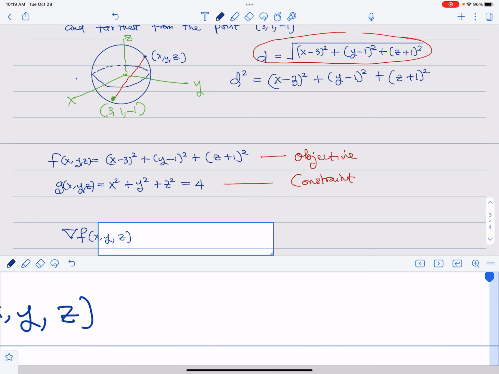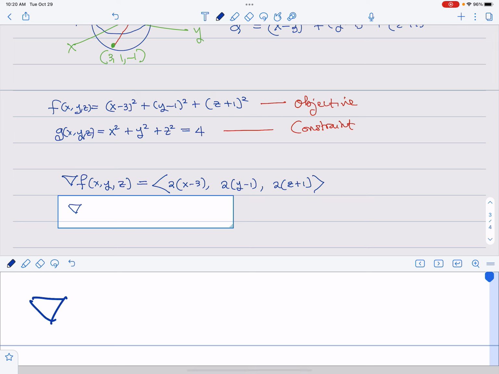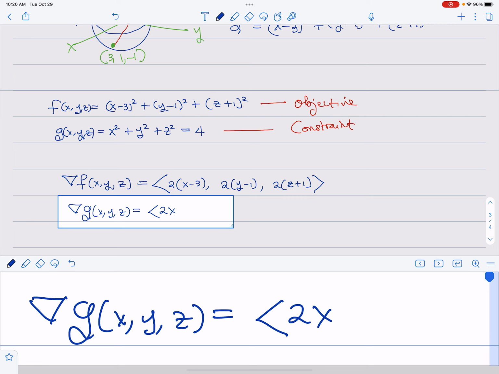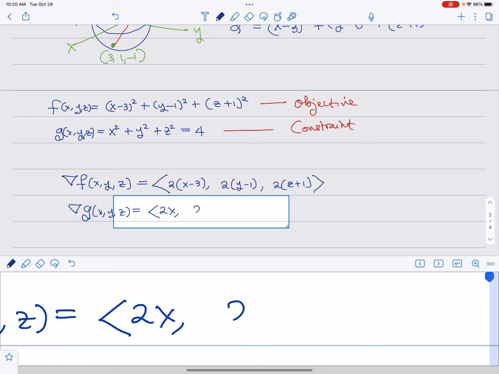This is fun. And then the gradient of g is 2x, 2y, and 2z. Okay. So remember the key to the Lagrange multiplier method: the gradient of f is lambda times the gradient of g.